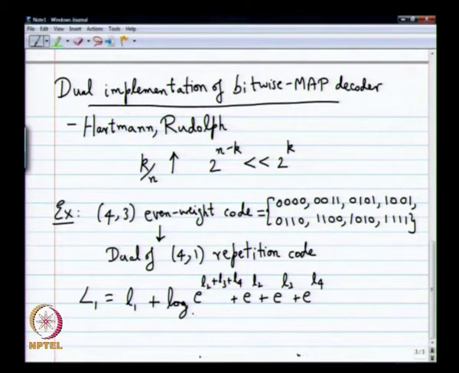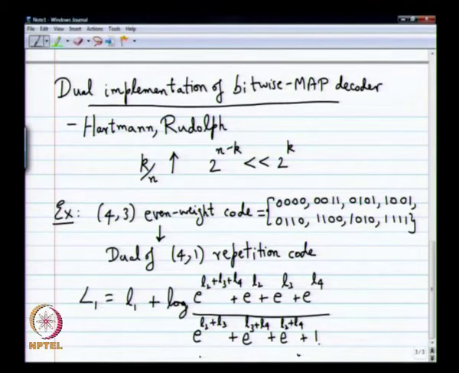Okay, and then the denominator, you would have e power L2 plus L3, L3 plus L4, L2 plus L4, plus 1. Is that okay? It should be a plus 1, which I can see.